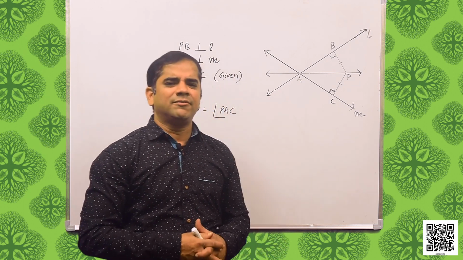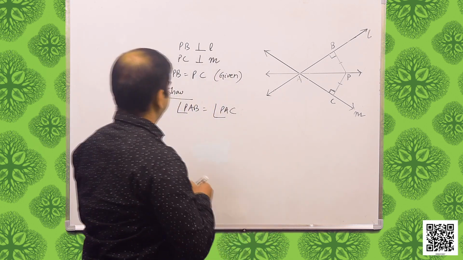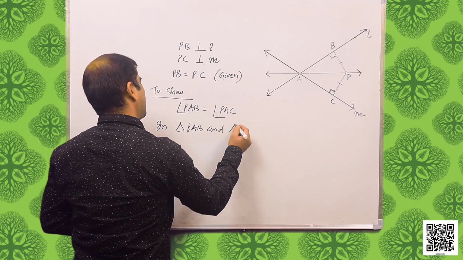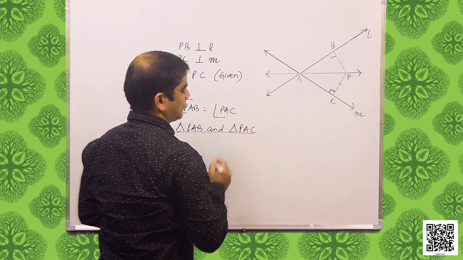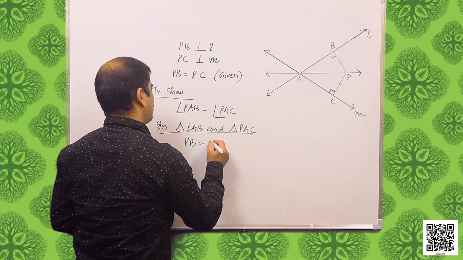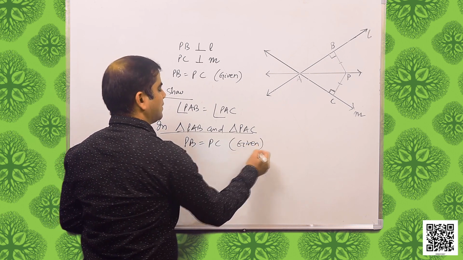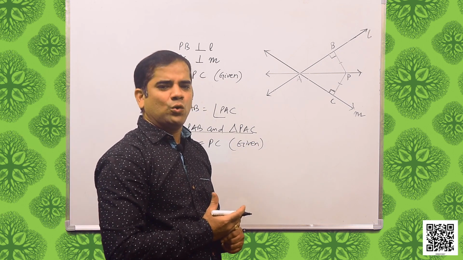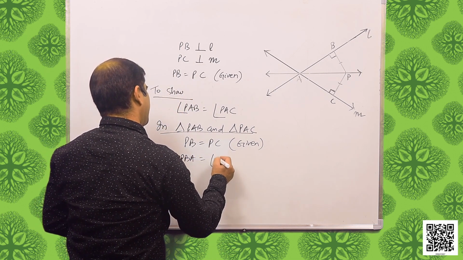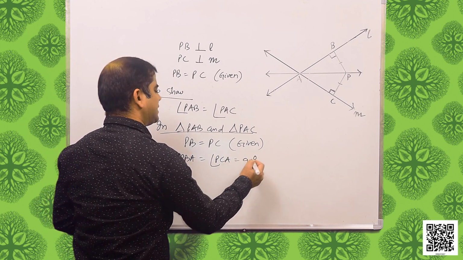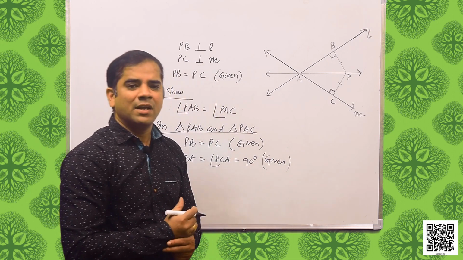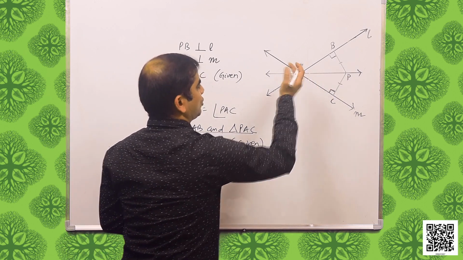Students, let us consider triangle PAB and triangle PAC. So in triangle PAB and triangle PAC, what we have got? We have PB is equal to PC, it is given. Fine. Angle PBA is equal to angle PCA. Why? That is 90 degrees. Okay, it is also given. Then PA is equal to PA. It's common.